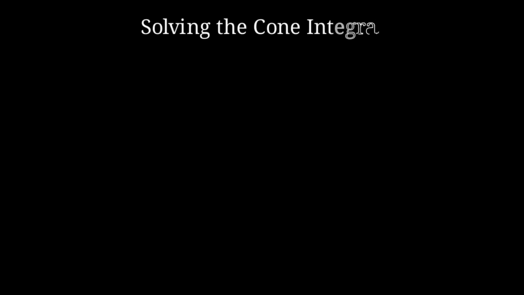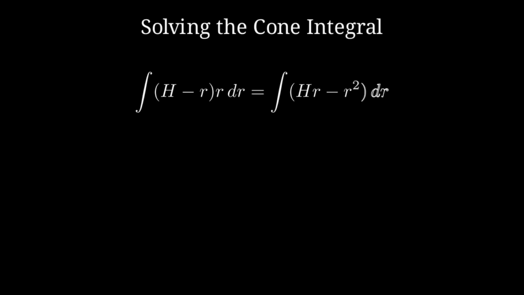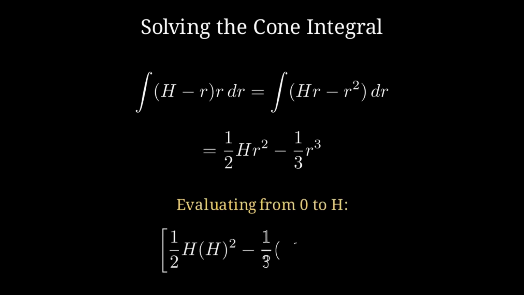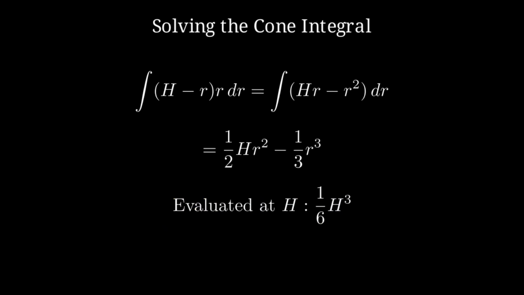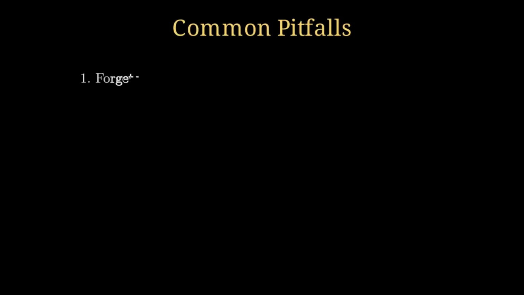Integrating with respect to z gives h minus r. Multiplying by the Jacobian, r, gives us hr minus r squared. Integrating this with respect to r and then theta leads us to the standard cone volume, 1/3 pi r squared h. The most common mistake is forgetting the extra r factor.